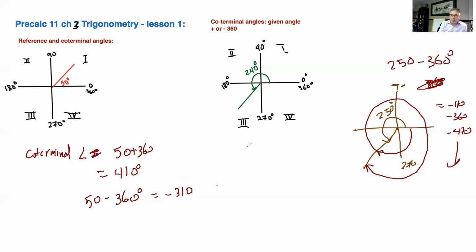For 240, the coterminal angles will be 240 degrees plus 360, which will give you 600. That's one coterminal angle. Also, you could go 240 minus 360 degrees, and that will give you negative 120. So that's another coterminal angle. Again, you could add 360 to this, or subtract 360 from this, and continue. This is what the coterminal angle is.